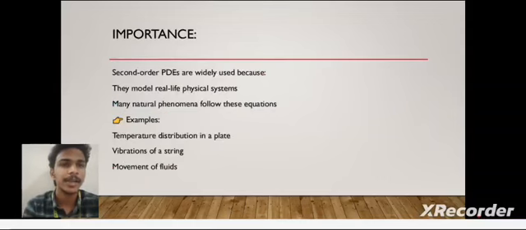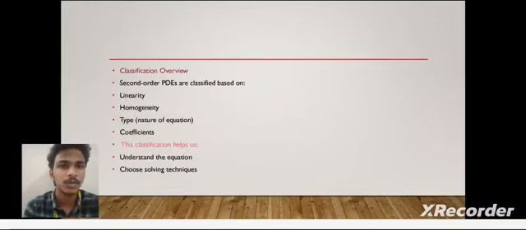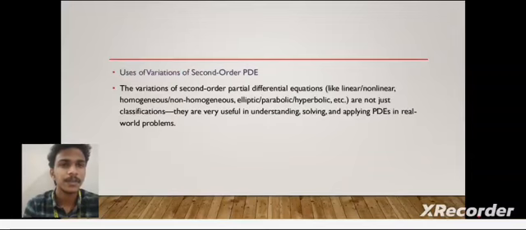Importance. Second order PDEs are widely used because they model real life physical systems. Many natural phenomena follow these equations. Examples: temperature distribution in a plate, vibration of a string, movement of fluids. Classification overview. Second order PDEs are classified based on linearity, homogeneity, type and coefficients. These classifications help us understand the equation and choose solving techniques.